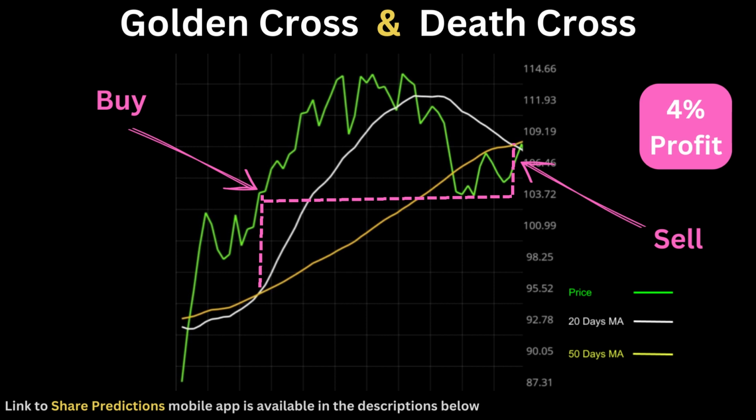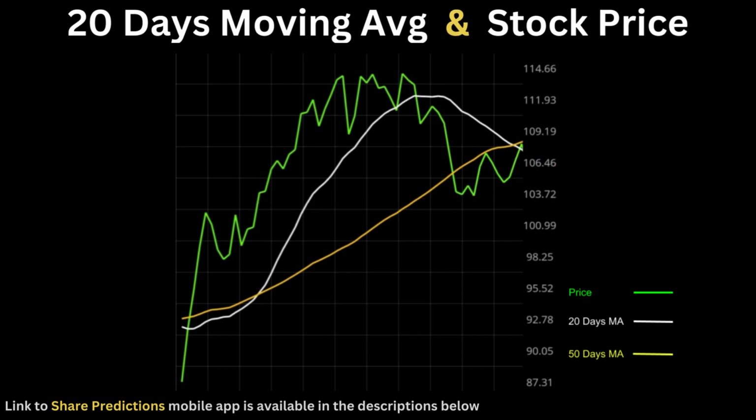Well, now let's analyze the same graph with the other approach where we said that we are going to be using only one moving average in comparison to the stock price. Let's say that we buy the stock when the stock price crosses above its 20 days moving average and sell it when the price goes below its 20 days moving average.